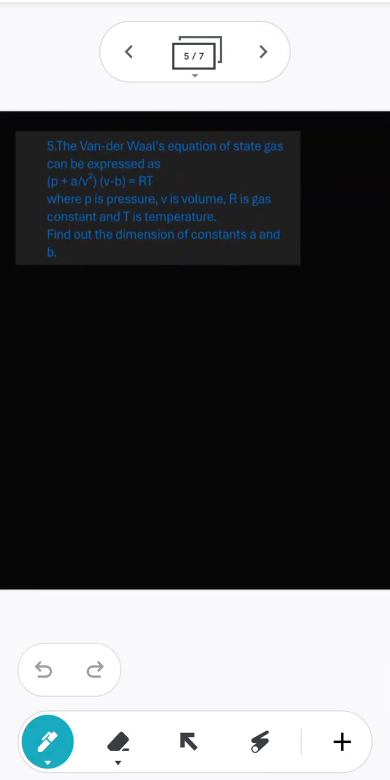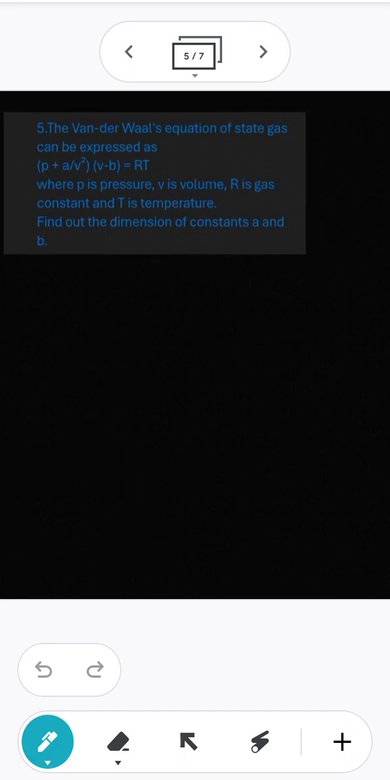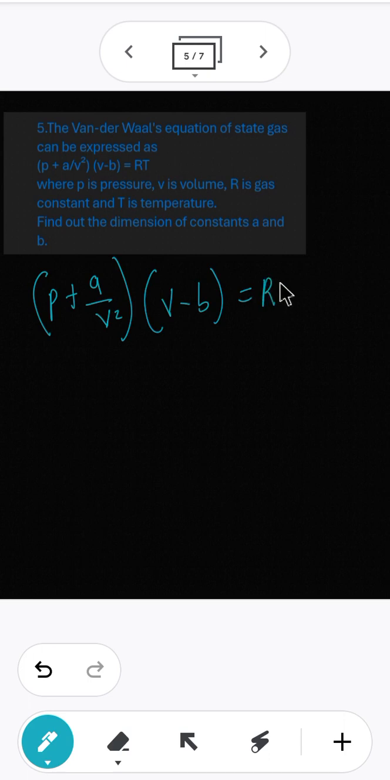So the last but not the least, we're going to solve a random example. So they say the van der Waals equation of state can be expressed as P plus A over V squared multiplying V minus B equal to RT, where P is pressure, V is volume, R is gas constant, and T is temperature. Find out the dimension of constant A and B.